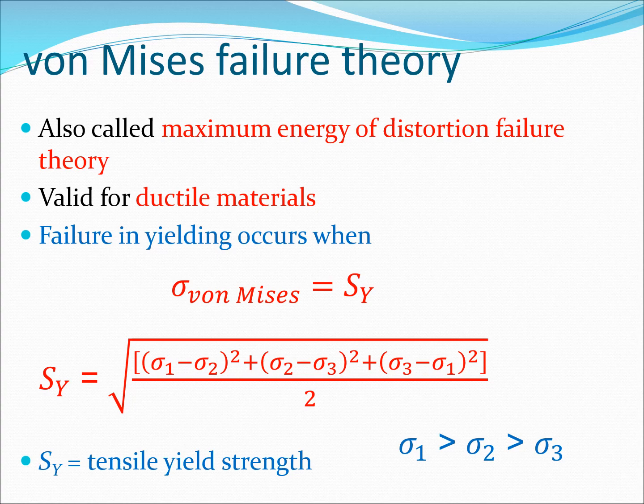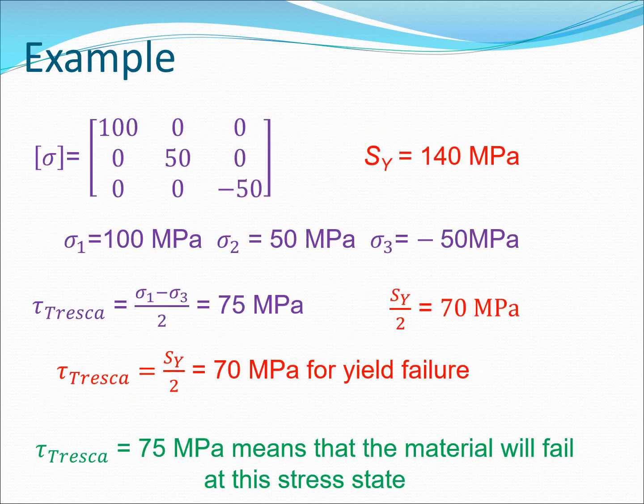Now I'll just do a simple example to illustrate the fact that whether the material fails or not largely depends on the failure theory you are using. So let us start with the sigma value given by this. So let's say this is the state of stress at a given point, and also we know that for this material Sy is 140 megapascal.